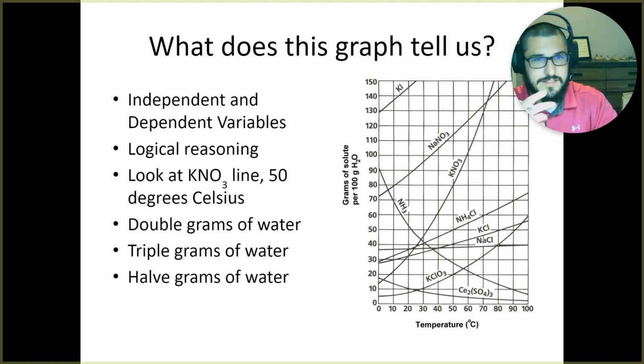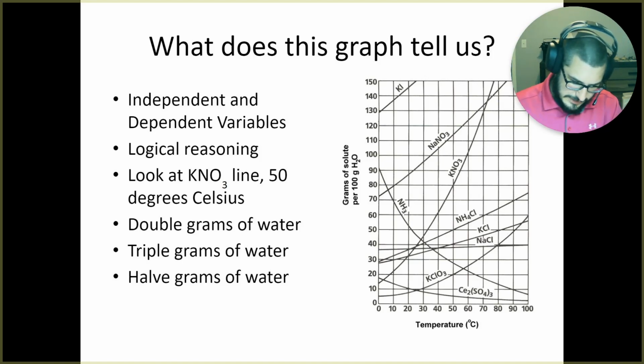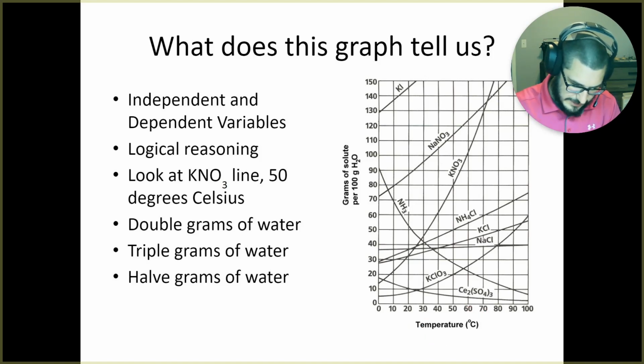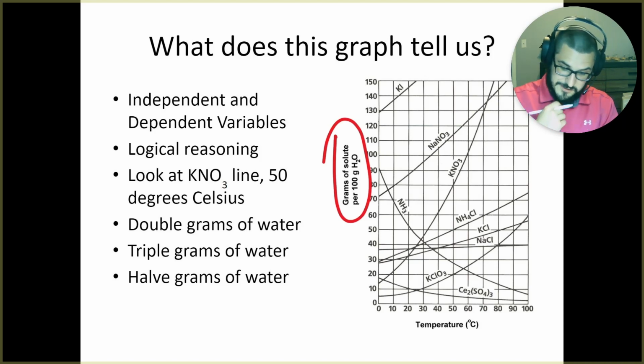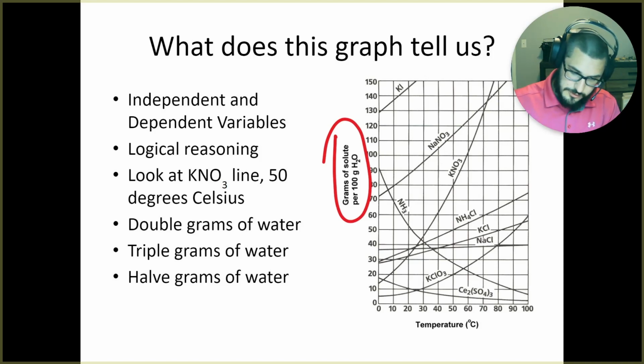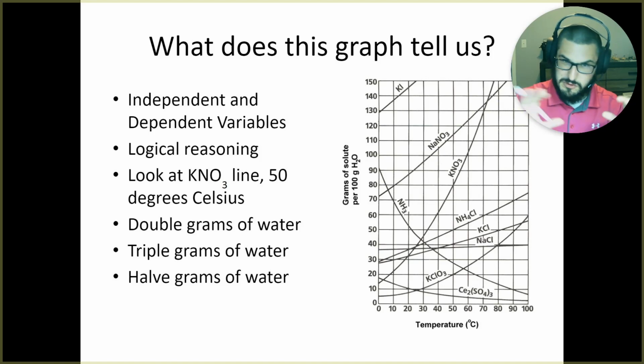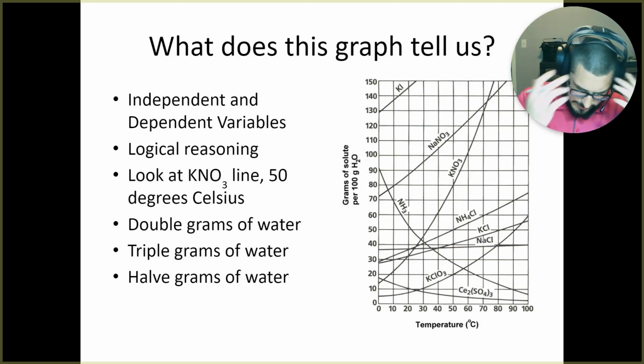So we've got then independent and dependent variables. Independent is my temperature in degrees Celsius here. Dependent is my grams of solute per 100 grams of H2O. So if we're looking for KNO3 line at 50 degrees Celsius, before we jump into that, how we're thinking about this, let's look at the KI line right here. Okay.